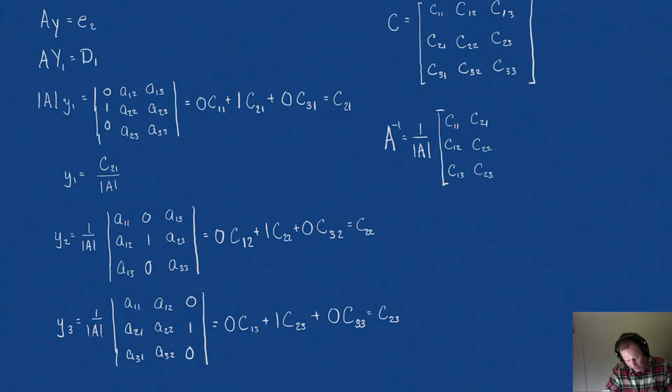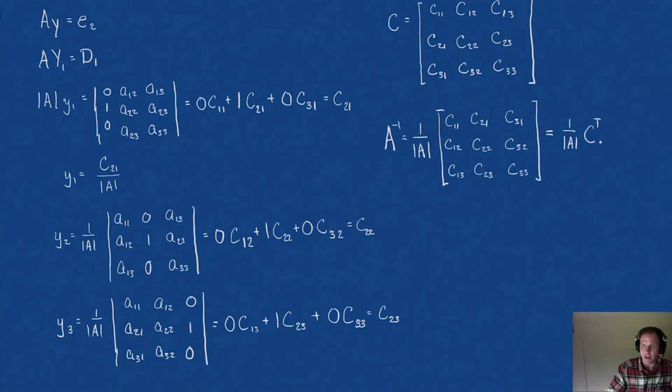And I'm going to tell you what happens. Then the z's are going to give me, z1 is going to be C31, C32, C33. Well, hold on a minute. If you're thinking my indices were all off, it's not. What it is, A inverse is 1 over the determinant of A times C transposed. Wow, that's what we've just found.